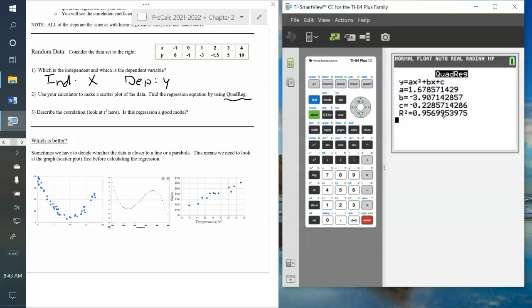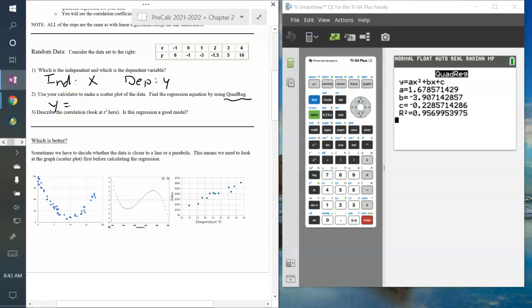So I'm going to write down my regression formula, y equals, and I'm going to round to 2 decimal places, so 1.68x squared minus 3.91x minus 0.23. Correlation coefficient, r squared equals 0.96, which is a really good model.